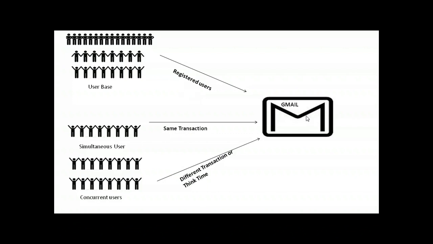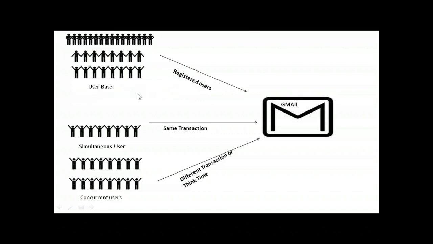So all the registered users are the user base, which means that they could be on the application, or they might not be on the application. Some of them are not doing anything. They never logged in. They are not using this Gmail at all at this point of time. So some of them are working, some of them are not working. Some of them are maybe doing the think time or something like that, or some of them have not logged in at all. So all that together is our registered users.